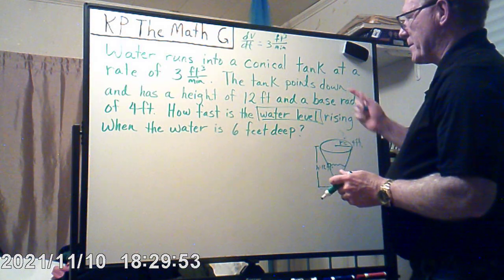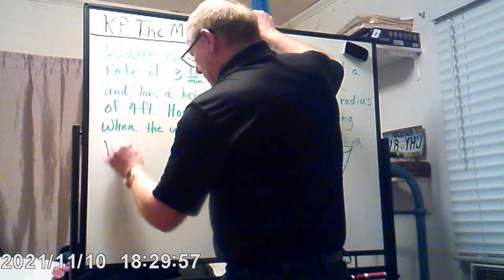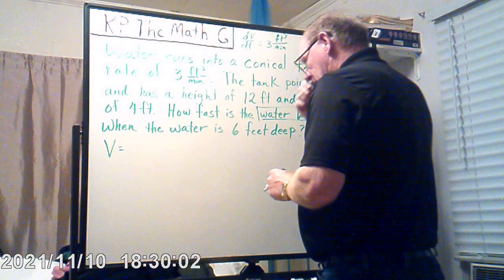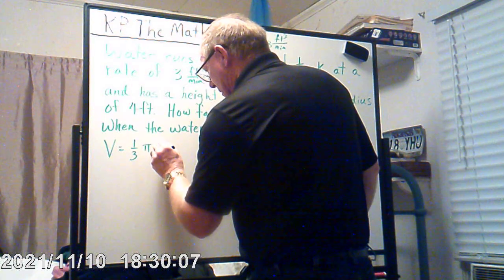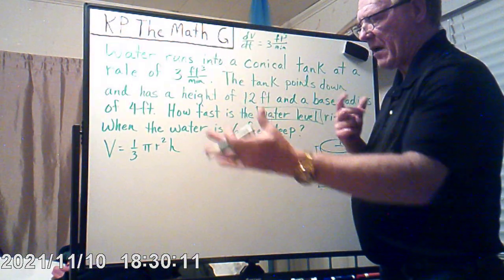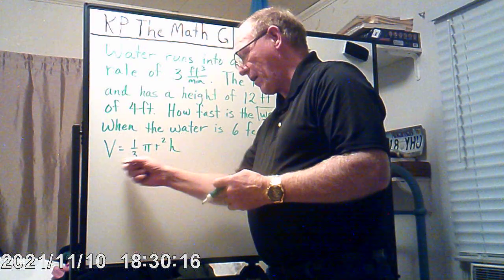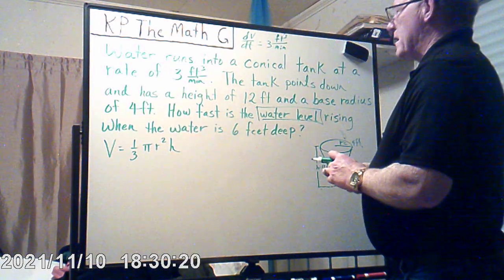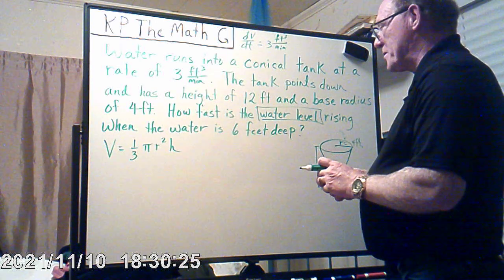Let's look at the formula for a cone. It's actually 1/3 pi r squared h, whereas the right circular cylinder is just pi r squared h. The volume is 1/3 of that if you're talking about a cone. And that's one thing, you just have to remember those things.